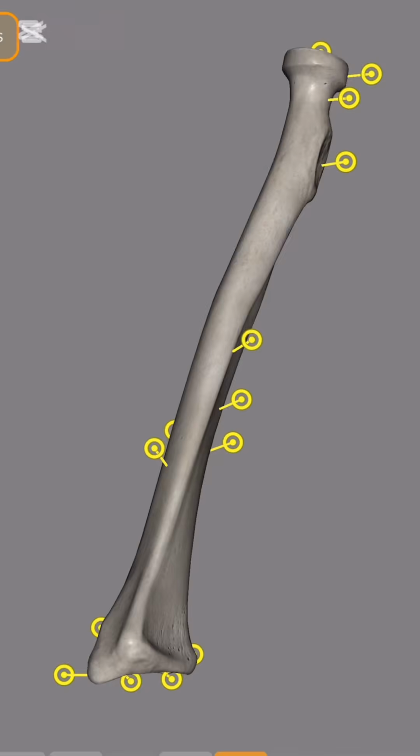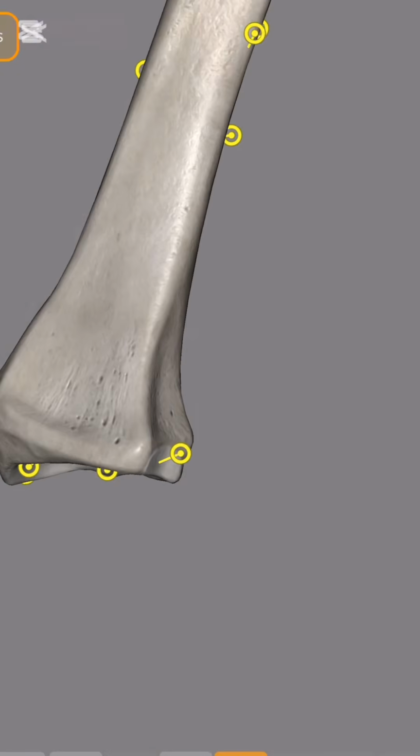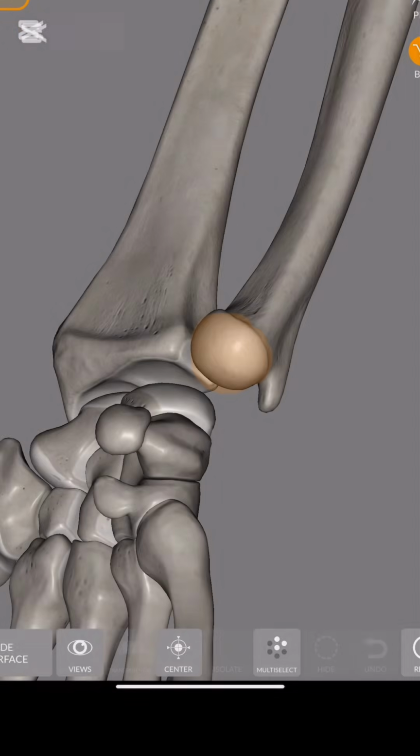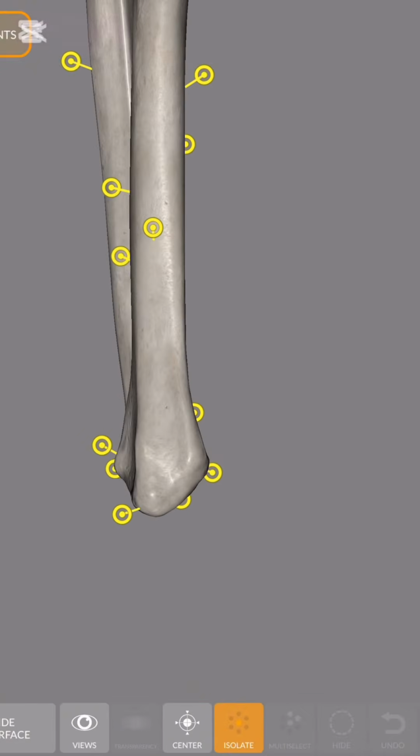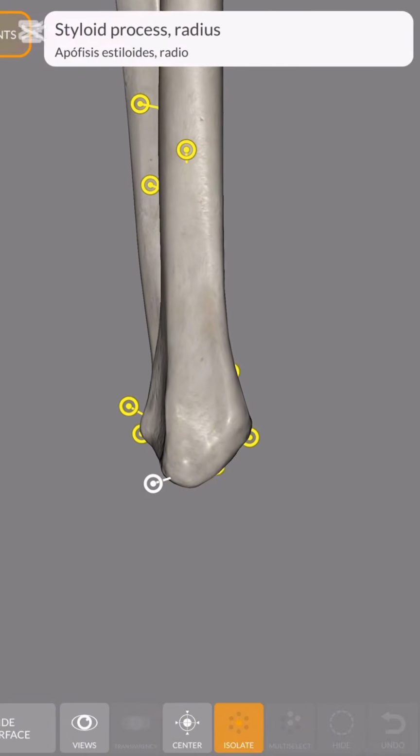passes distally. The distal end of the radius is essentially four-sided when sectioned transversely. Its medial aspect forms a concavity, the ulnar notch, which accommodates the head of the ulna. Its lateral aspect becomes increasingly ridge-like, terminating distally in the styloid process of the radius.